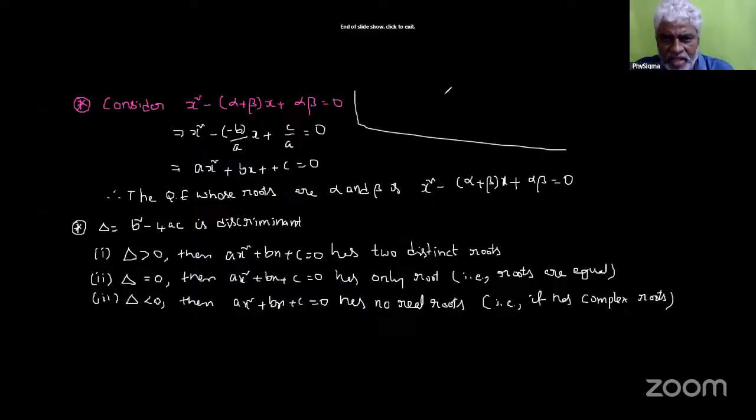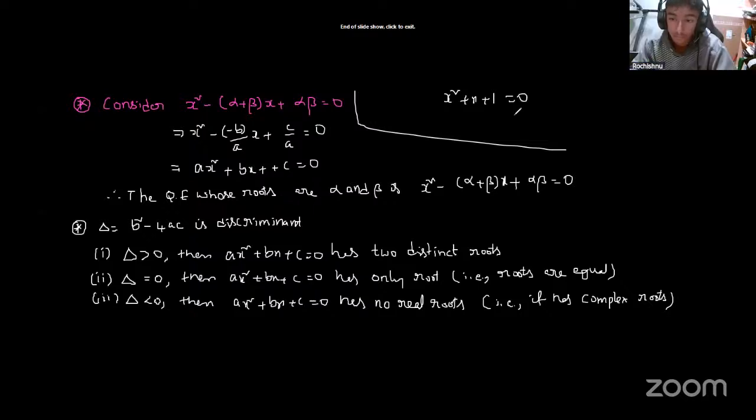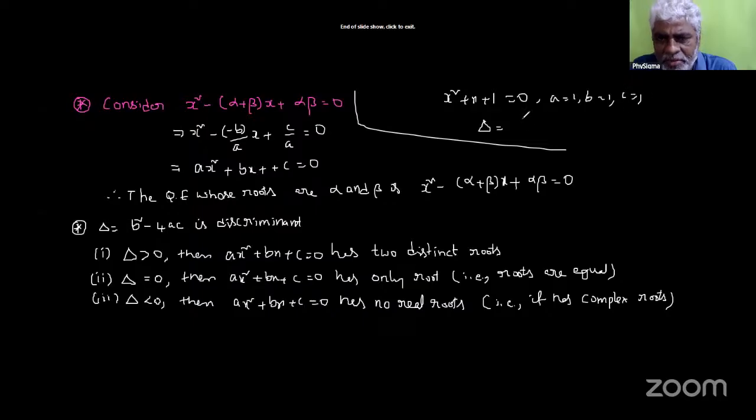Do you remember when I asked you to find the roots of x square plus x plus 1 is equal to 0? You tried to find the roots of that equation, but we understood that this equation has no roots, because delta is negative. How to find delta? The formula is b square minus 4ac. A is 1, b is 1, c is 1. So 1 square minus 4 into 1 into 1 is 1 minus 4, which is negative 3.